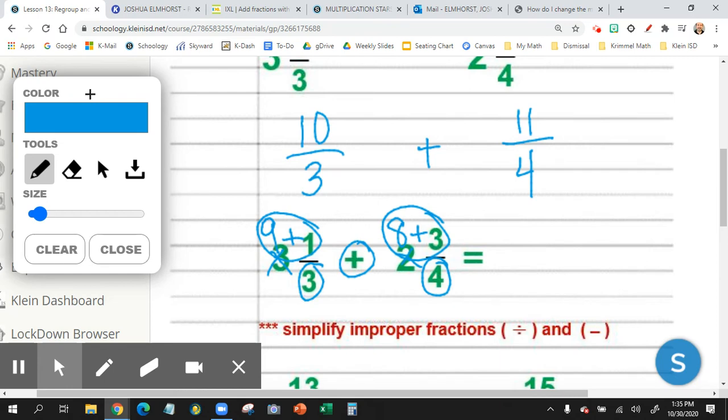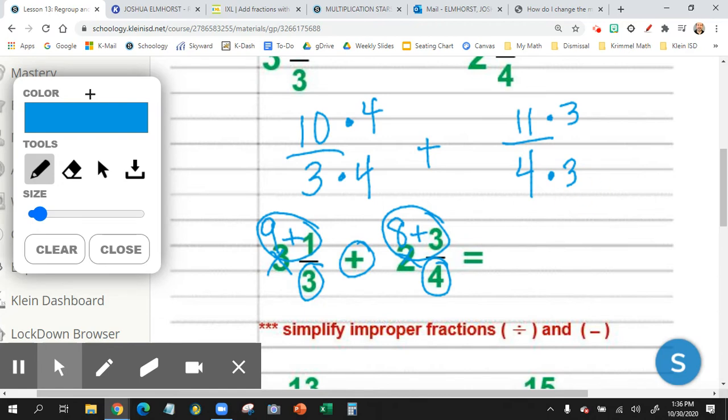Now we need to look at our denominators here. From our modeling from yesterday, a fraction of thirds and a fraction of fourths are not the same size pieces. So what we're going to do is change these fractions into the same size pieces. We're going to cut these thirds up into fourths, and we're going to cut the fourths up using thirds. Mathematically, we're just going to multiply 10 times 4, 3 times 4, and then 11 times 3 and 4 times 3. And that's going to give us our two numbers.